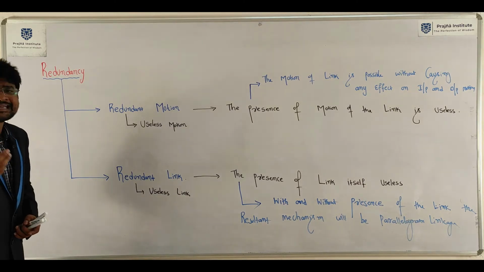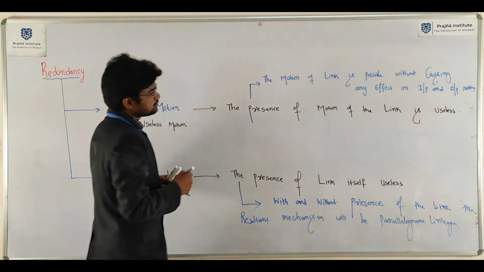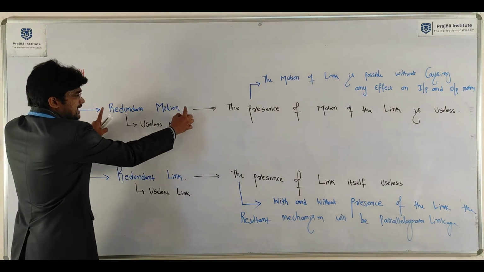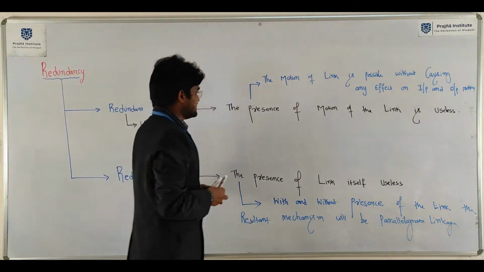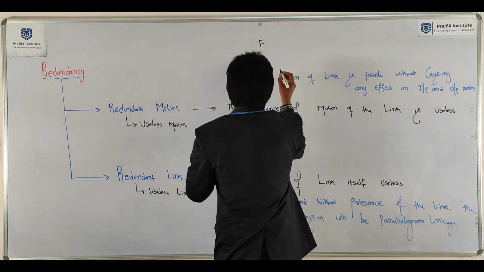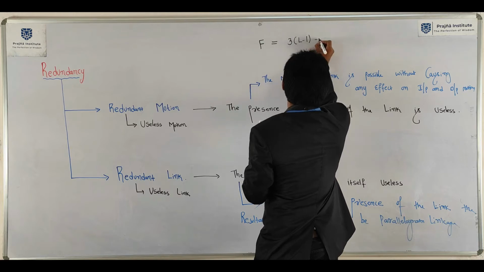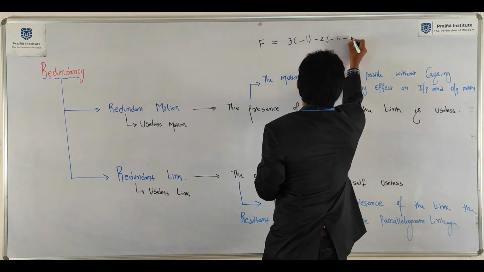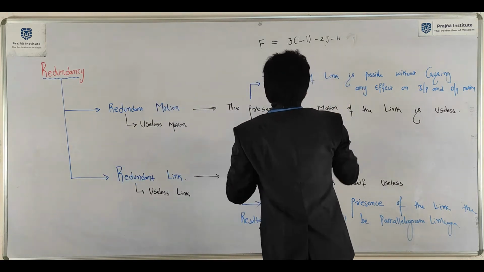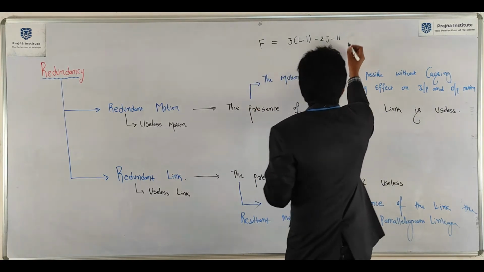We have a set of mechanisms which consist of redundant motion and redundant link. Now, what is the procedure to determine the degree of freedom when you see redundant motion in a particular mechanism? In this case, we need to use modified Grubler's criteria. Generally, 3 into L minus 1 minus 2J minus H. This is the actual Grubler's criteria. When you see redundant motion, we need to subtract the redundant degree of freedom.